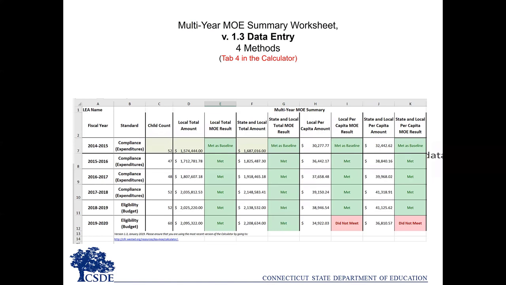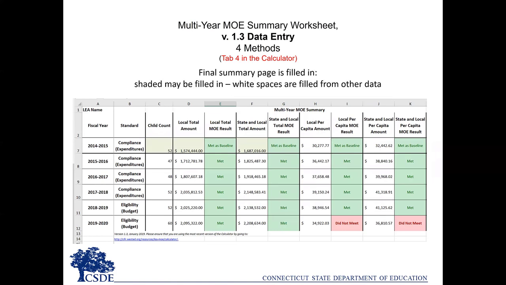Here is the 1.3 data entry version. As you see on the left here, the standards in place for last year's FY20 grant application were looking at compliance around the 2017-18 year, because we were actually in 18-19. This was our intervening year, and 19-20 was actually our eligibility. We were looking at what the 19-20 budget was going to be.